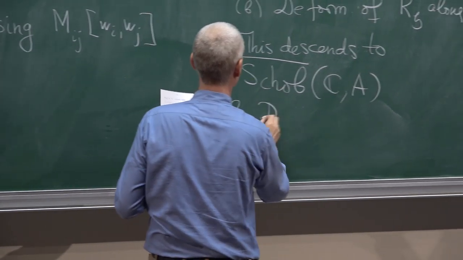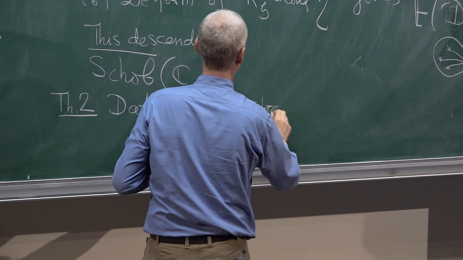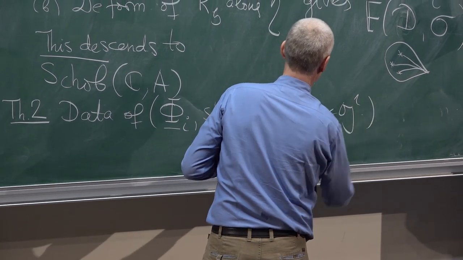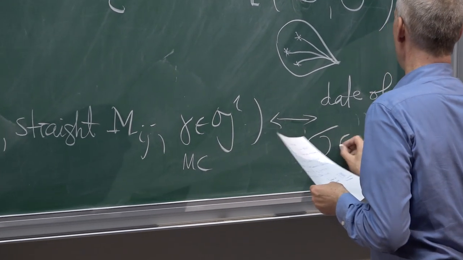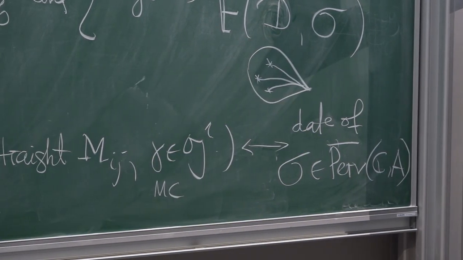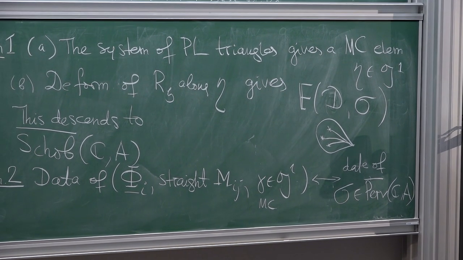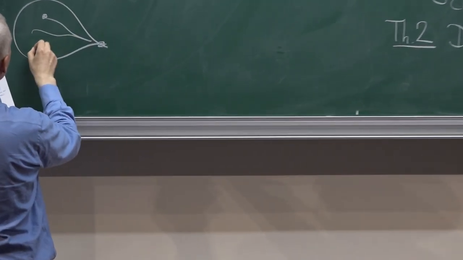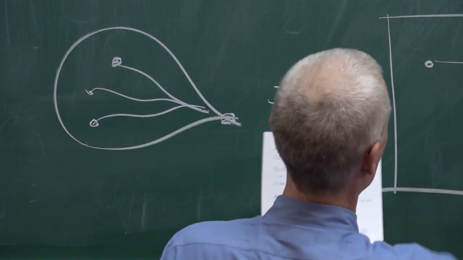And theorem two: the data of phi I, this local system, straight M IJ, and gamma in G1, Maurer-Cartan, are equivalent to the data of S in perv CA. So somehow what we do here, we categorify the Fourier transform of perverse Schobers. Implicitly, this picture of a disk with one corner is in fact the picture which appears in all texts on the Fourier transform of perverse sheaves.